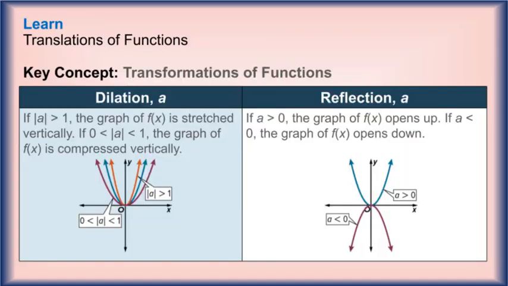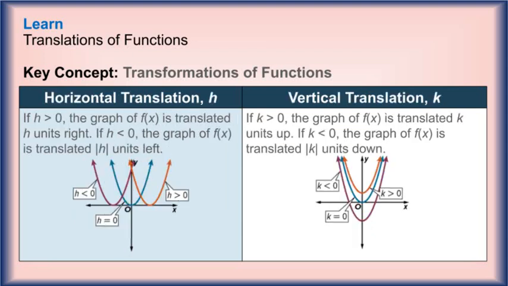Before we get to that example, just another quick review of dilations and reflections. If a is bigger than 1, it's going to be stretched vertically. And if a is between 0 and 1, it's going to be compressed vertically, so it's going to be a little bit wider. And on the right side with reflection, if a is positive, it opens upward. If a is negative, it opens downward. And then the translations, horizontal, right and left. If h is positive, it goes to the right. If it's negative, it goes to the left. If k is positive, it goes up. If k is negative, it goes down.